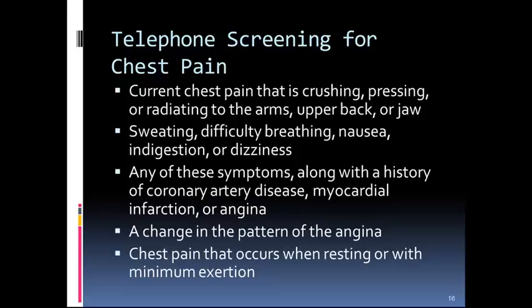Telephone screening for chest pain. It's important that you note what kind of chest pain it is. Is it crushing, pressing, or radiating into the arms, upper back, or jaw? A lot of times with heart patients that are having a myocardial infarction, the pain will be pressing or crushing, or a lot of patients will describe it as an elephant sitting on their chest.